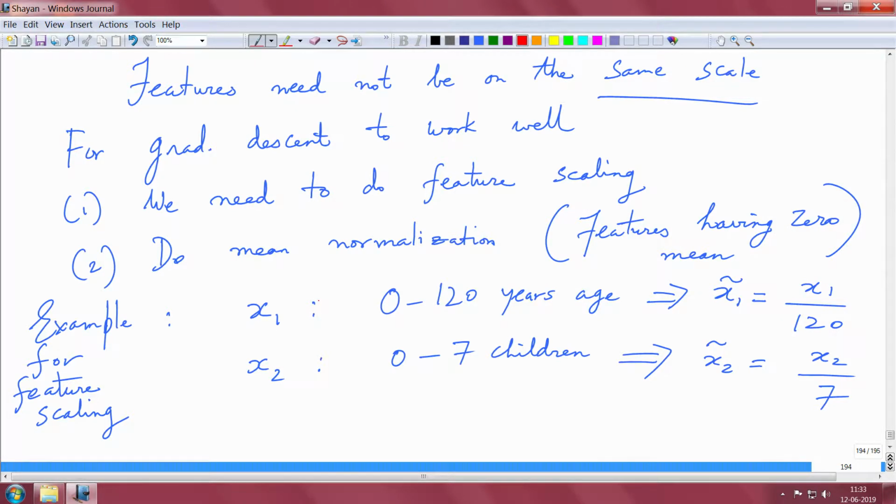So, let us take this example for say two variables. The first variable x1 is the age variable, 0 to 120 years, x2 is the number of children, say 0 to 7 children. So, I formulate x1 tilde as x1 upon 120, just normalizing with the maximum number of years in that population, and x2 tilde as x2 upon 7, normalizing over the variable x2. So, I can formulate like this. So, now this is within 0 to 1.